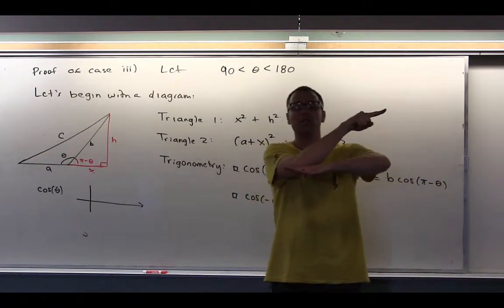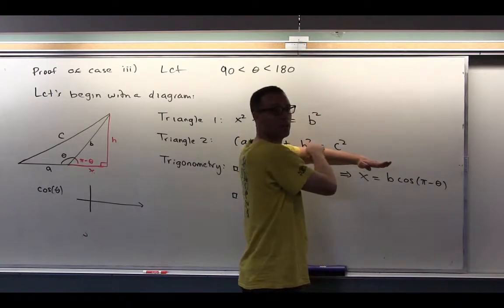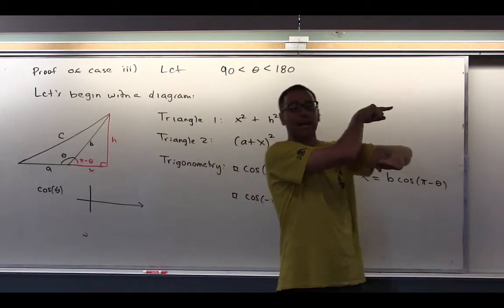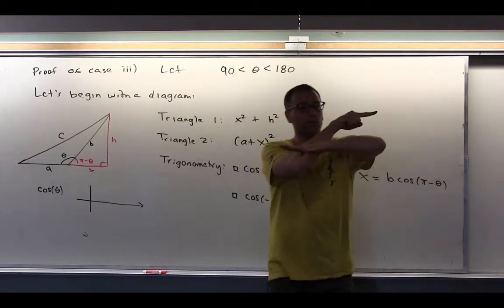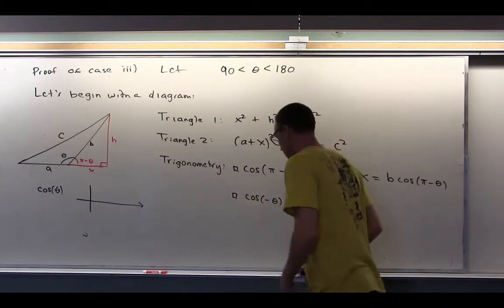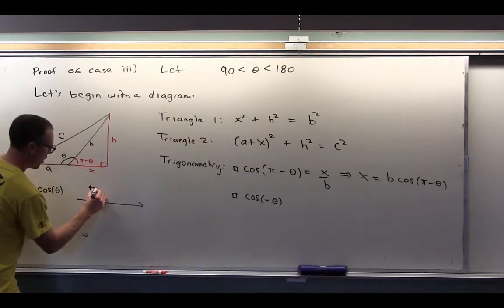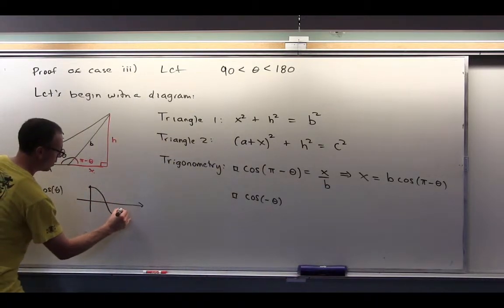Cosine curve. Cosine of 0. Here's the origin. Cosine of 0, what is it? 1. Must be up there. Now trace the cosine curve. Okay, so you got it, right? All right, so here we go. So there's the cosine curve.